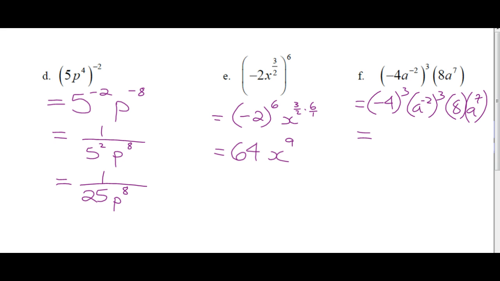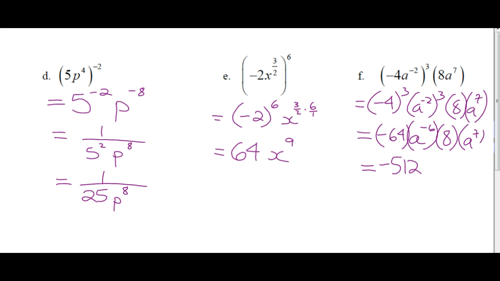Negative 4 cubed is negative 64, right? When you raise a negative to an odd power, it stays negative. Okay, so we got negative 64. We've got a to the negative 6. We've got an 8. And we've got an a to the 7th. Oh, I might as well throw everything in brackets. So number-wise, we've got negative 64 times 8, which is negative 512. You can use a calculator. It's okay.